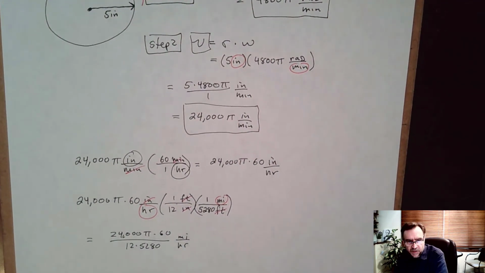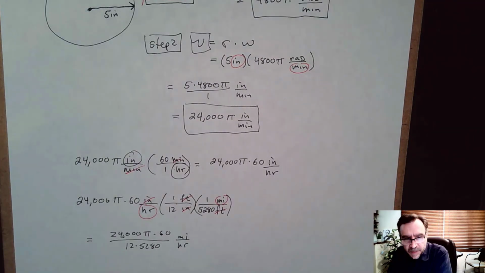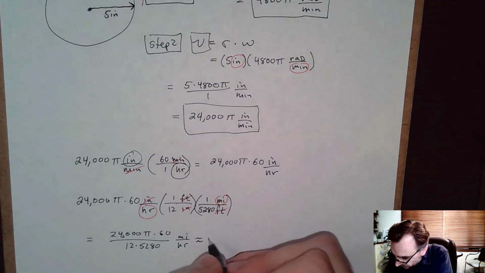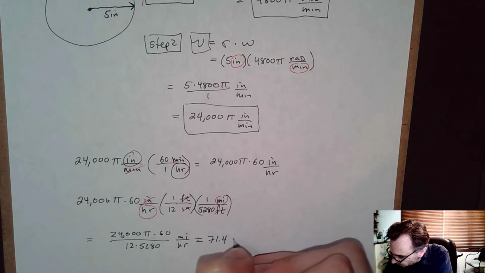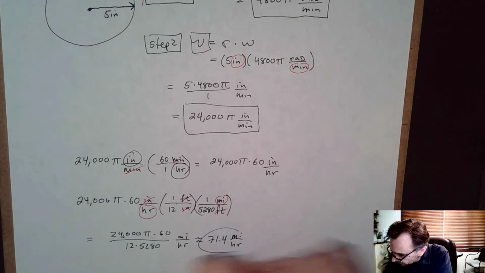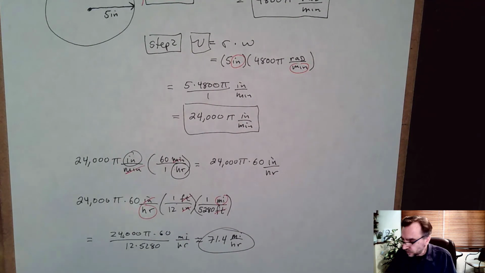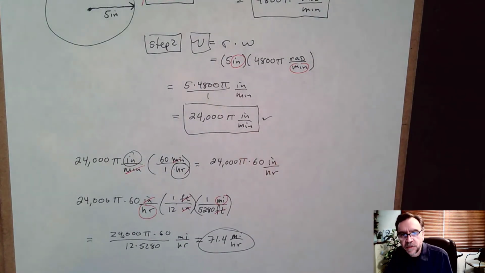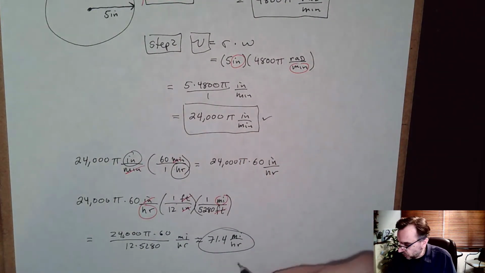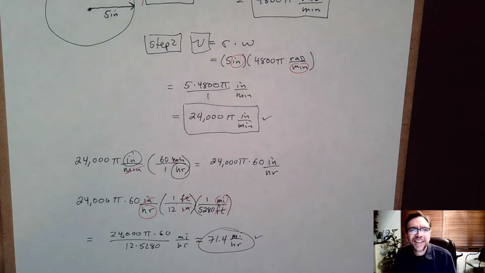All right, so let's do that on a calculator. And I get approximately 71.4 miles per hour. All right. So the original linear velocity was in inches per minute. I had to do a whole bunch of work to convert that to miles per hour, and there we have it.